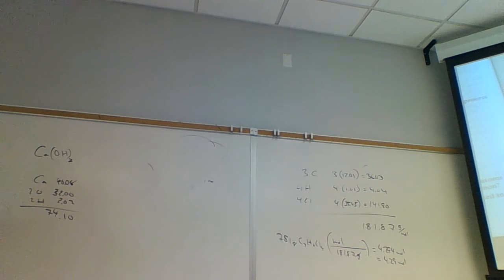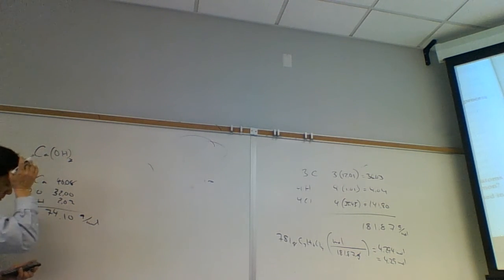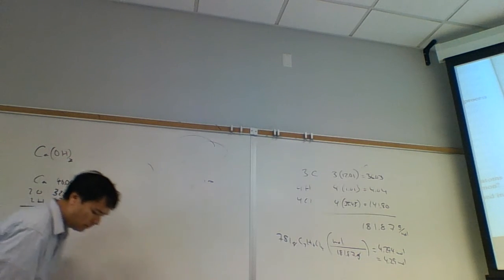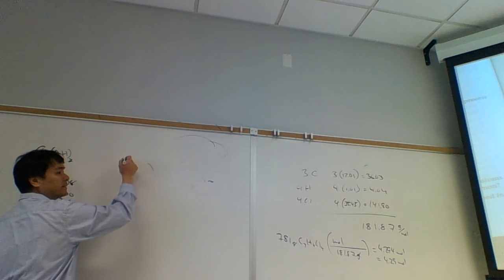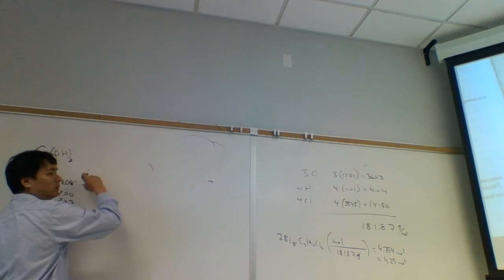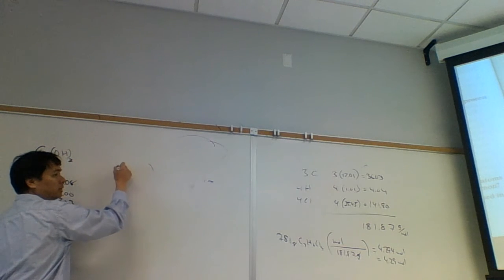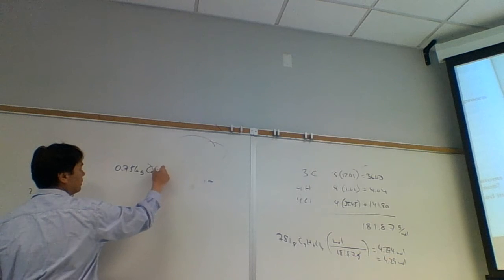74.10. 74.10 grams per mole. Or U per, what is this, molecular or ionic? It's ionic. So we wouldn't call it molecules, we call it formula units, or formula mass would be U per formula unit of this. So we've got 0.756 grams of calcium hydroxide.